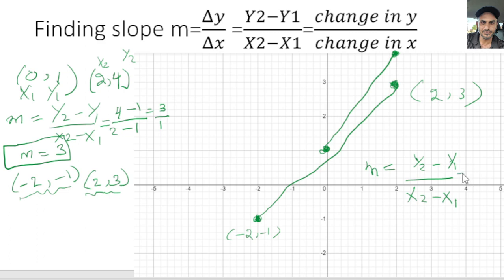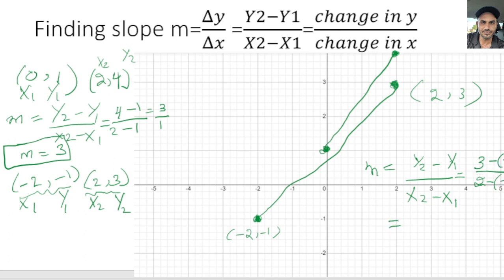So x1 is this one right here. The smaller x value would be the x1. This is x1, this is y1, this is x2, this is y2. So y2 is 3 minus y1, which is negative 1, and then x2 is 2 minus negative 2.